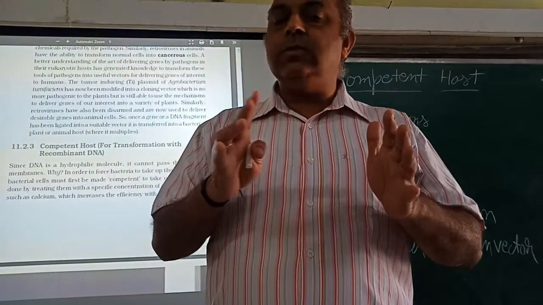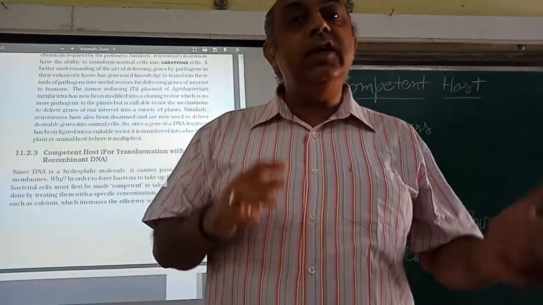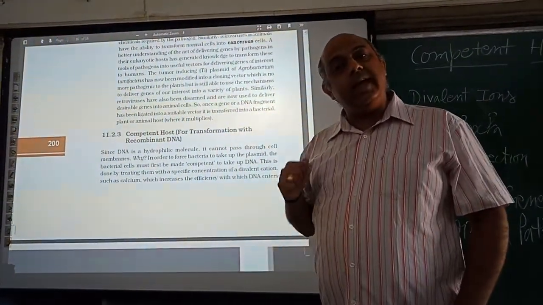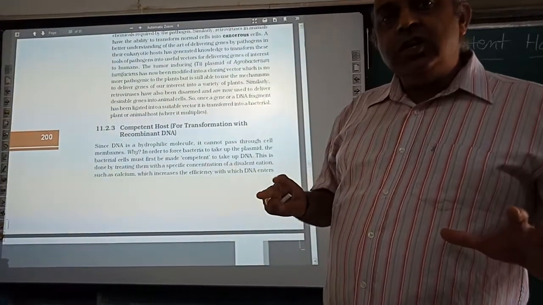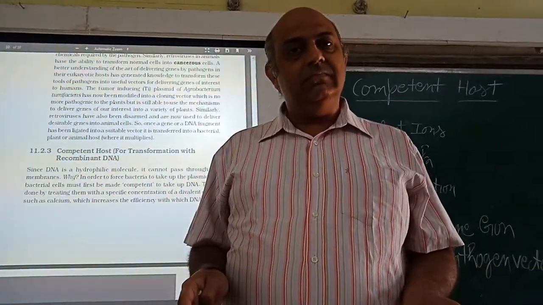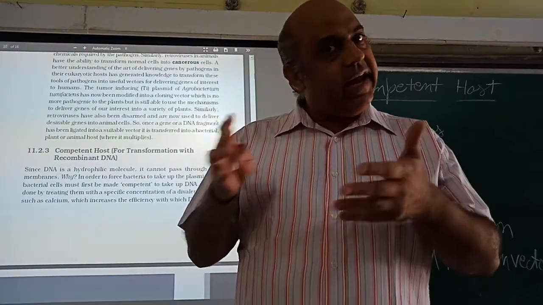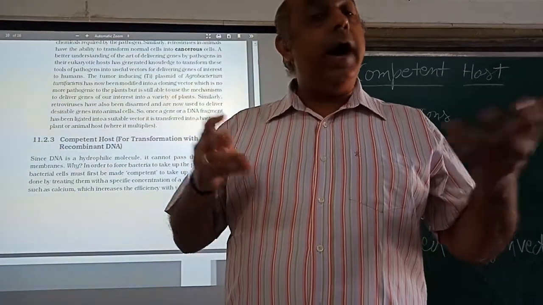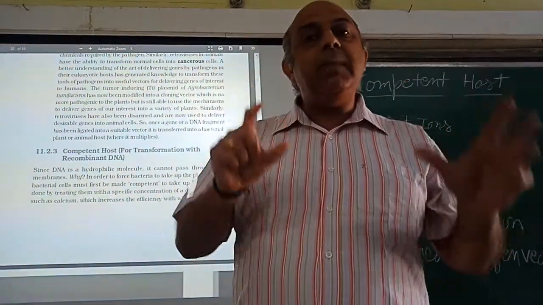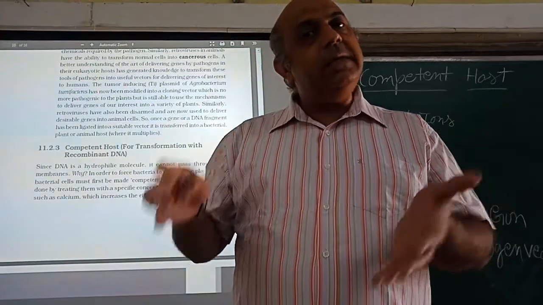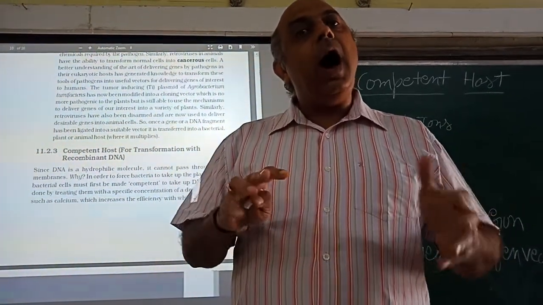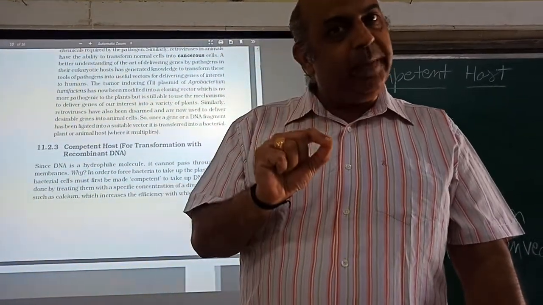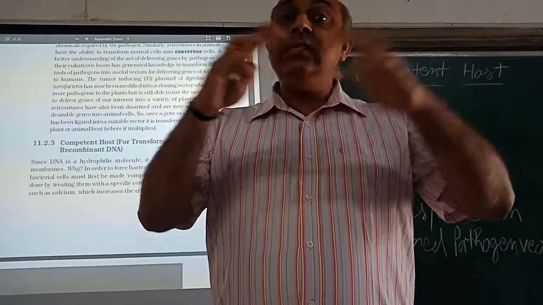So the first question is, what is the need to make the host competent for transformation with recombinant DNA? The answer is DNA has negative charge. If it has negative charge, it is polar in nature, that is hydrophilic in nature, and the plasma membrane of plant cells, animal cells, bacteria are hydrophobic in nature because they are made up of phospholipids and proteins. So this is the problem.